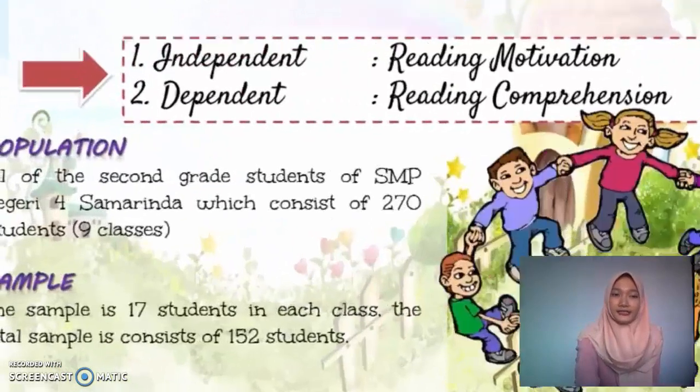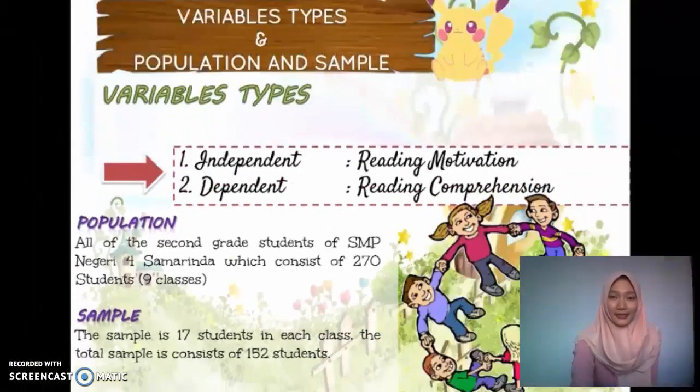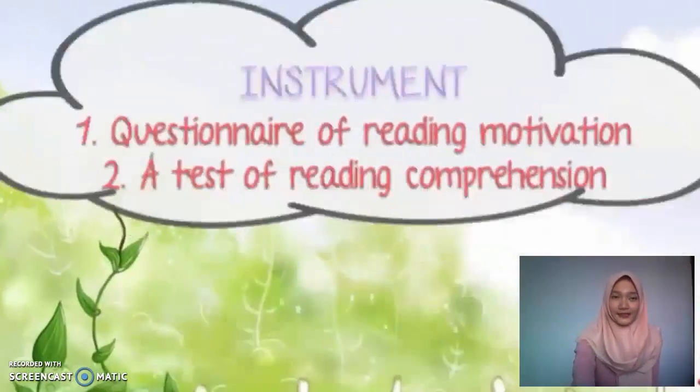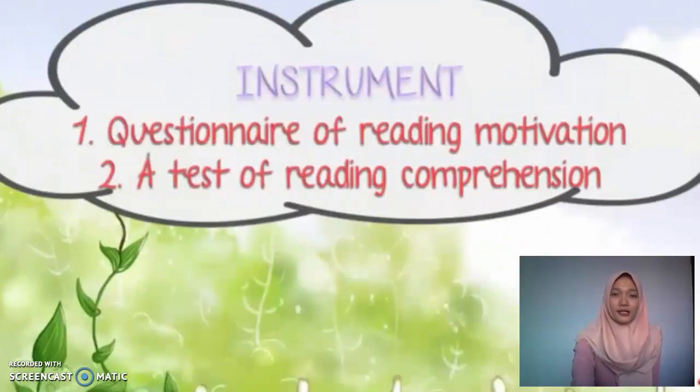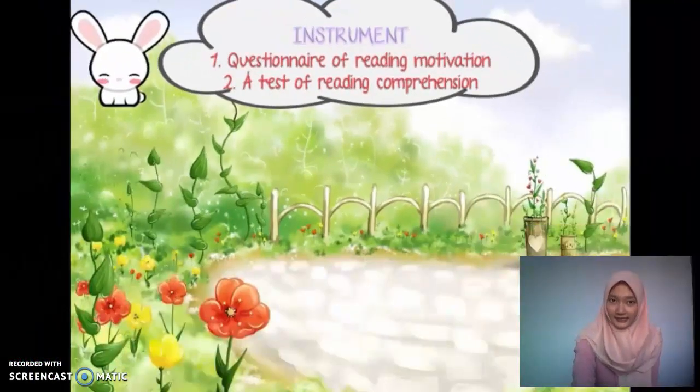For the population and sample, we have all of the second grade students of SMP Negeri 4 Samarinda, and the sample is 17 students in each class, which means there are 152 students as the sample. About the instrument, there are two instruments. The first is a questionnaire of reading motivation, and the second is a test of reading comprehension.